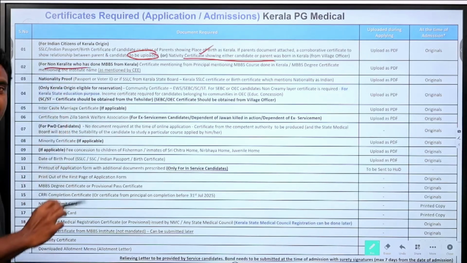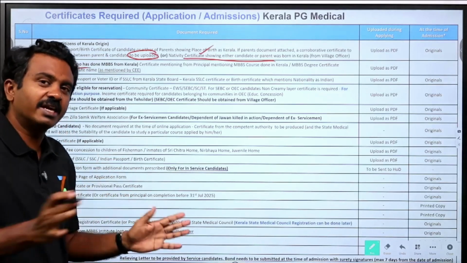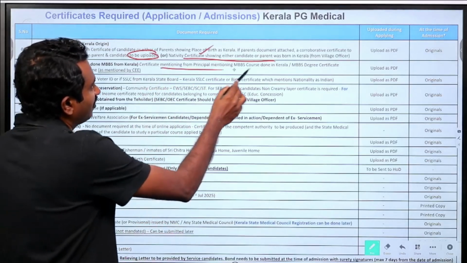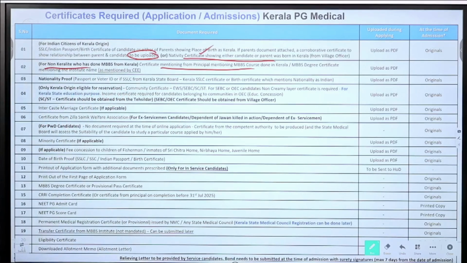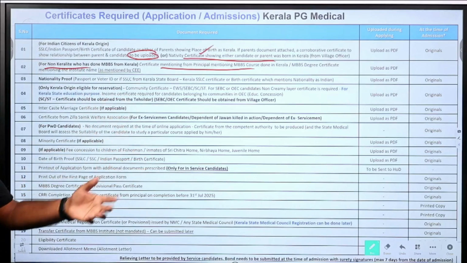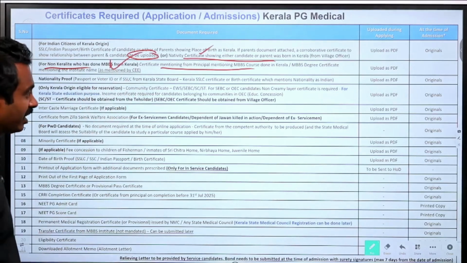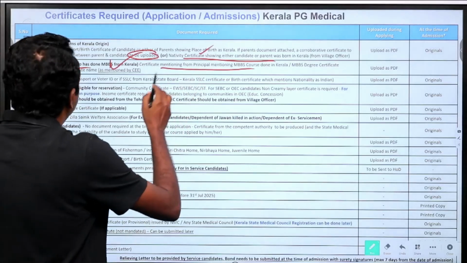If I am not a Keralite, then how am I eligible for the entire counselling of Kerala? Through my MBBS in Kerala. So I'll have to get a certificate from the principal mentioning that I have done it from Kerala. No need to get it every year. If you attended last year and got it, that is also sufficient. And an MBBS degree certificate mentioning the name of the institute.